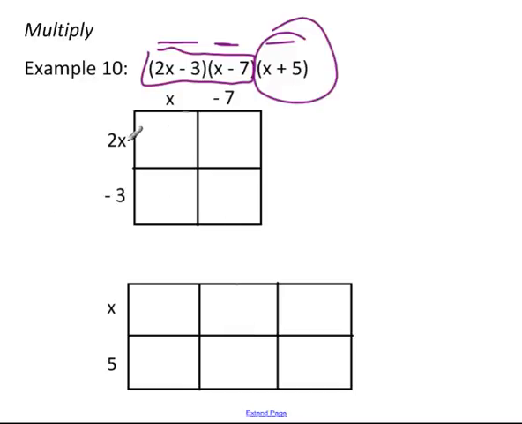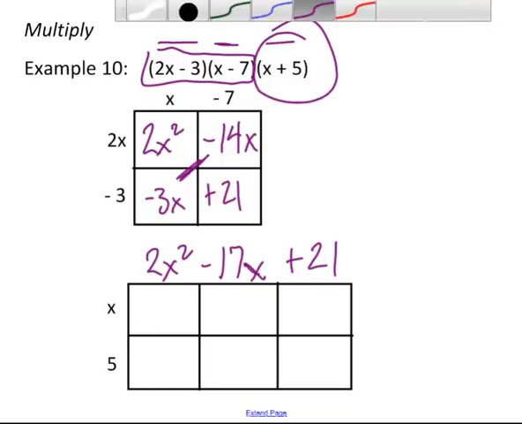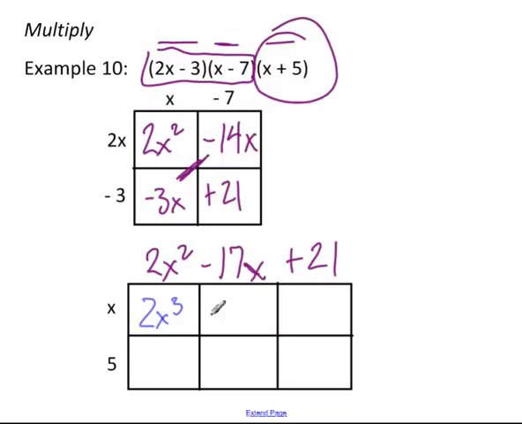This is going to be fun here. 2x squared, got minus 14x here, minus 3x, and plus 21. So 2x squared, these guys combining here is going to make my minus 17x and my plus 21. But you're thinking, man, I can't wait to multiply these numbers by 5. Me neither. Alright, 2x cubed minus 17x squared plus 21x.